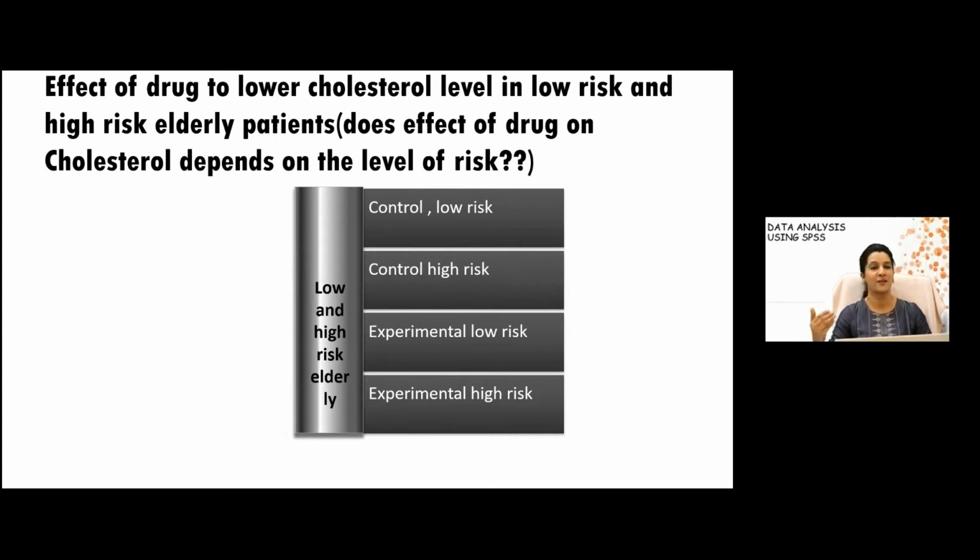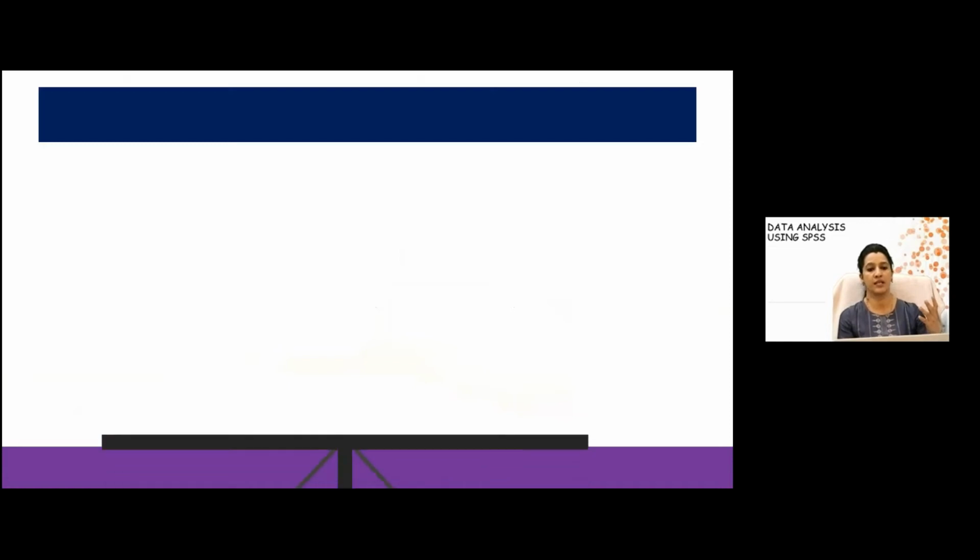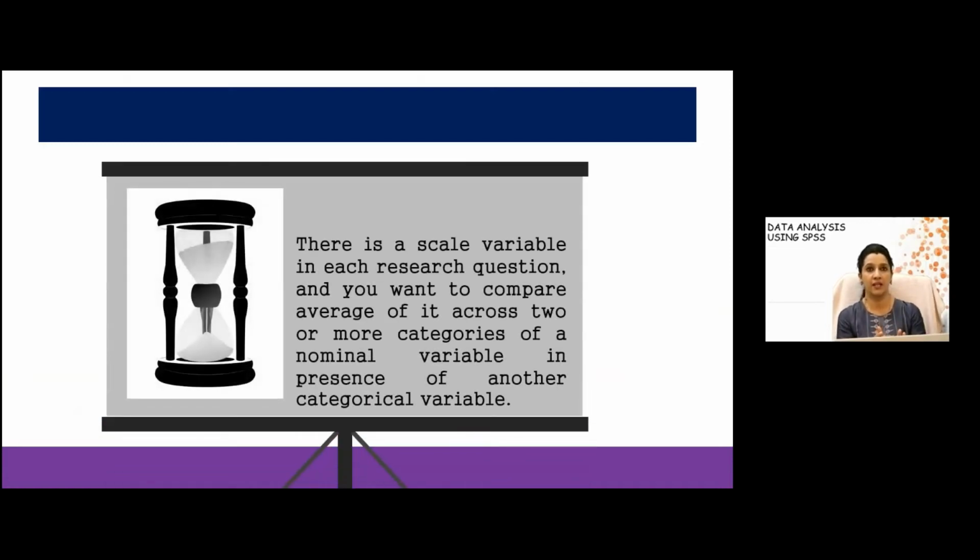high risk. So you can see that again, we have started with one independent variable, and with the addition of another independent variable, that is the risk status of those elderly, low and high, it has been divided into 4 cells. Cells which we talked about, what are those cells? Cells are basically the combinations of those independent variables.